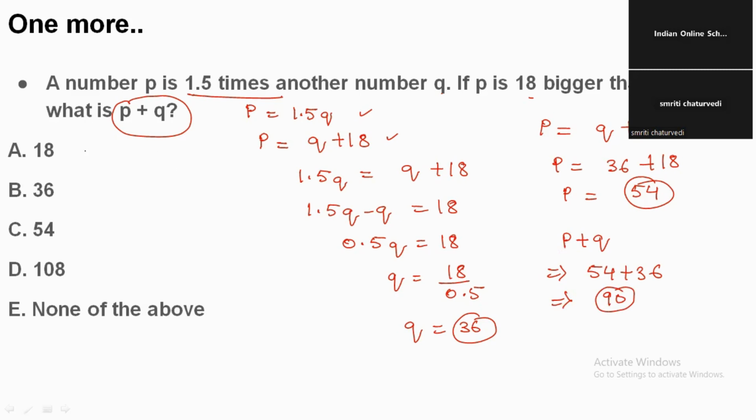And if we go through the options, we can see that 90 is not here. Separately the value of Q is here and separately the value of P is also here. But the question is asking about the value of P plus Q, which is not in the given options. So we can choose the last option, which is none of the above, because the sum of their values is not given in the options. So that's why the correct answer is none of the above.